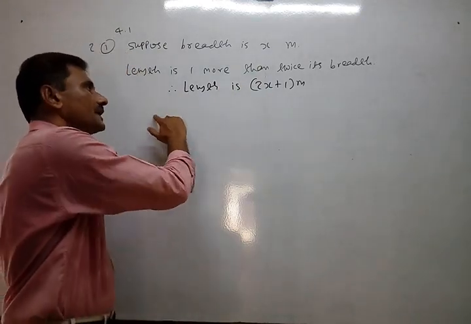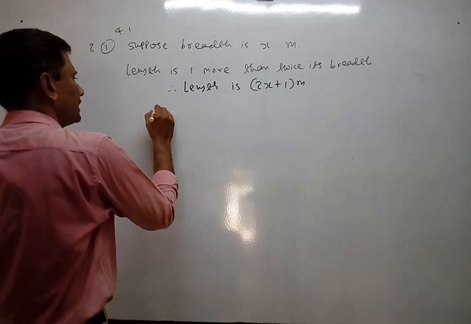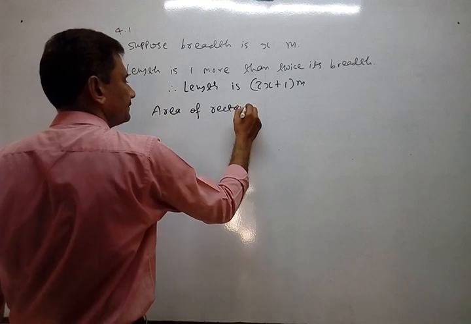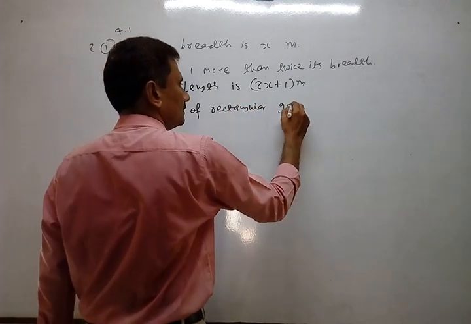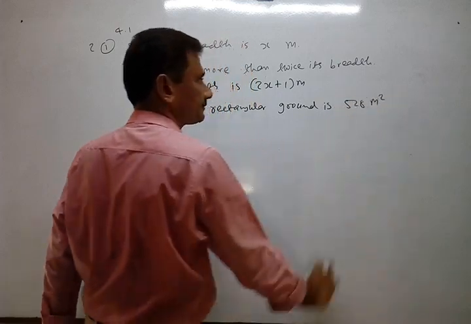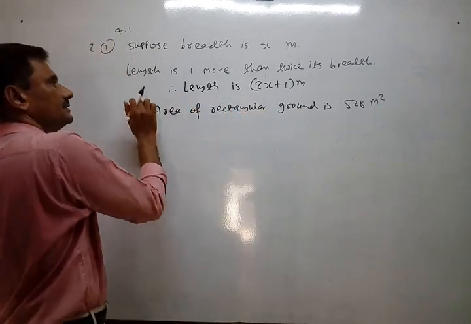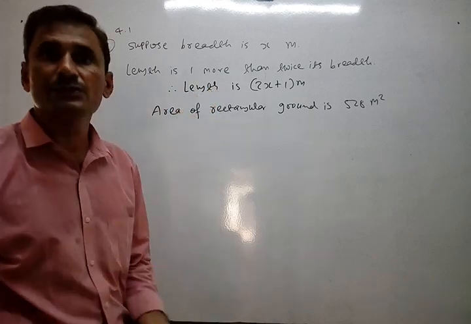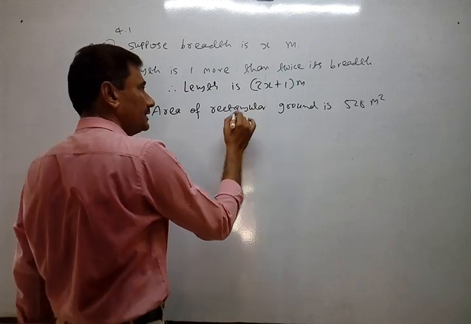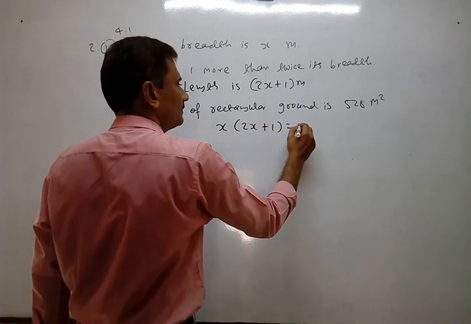Now, the second statement will give us the quadratic equation. Now area is given. So write down: area of a rectangular ground, otherwise area of a rectangle, is 528 meters square. You have to write that statement compulsorily. Why? Because it is the data you are going to use right now. I am going to use area-related data. So length into breadth: x into 2x plus 1 equals 528.